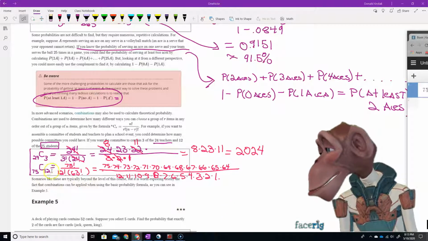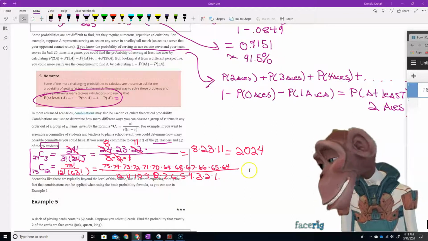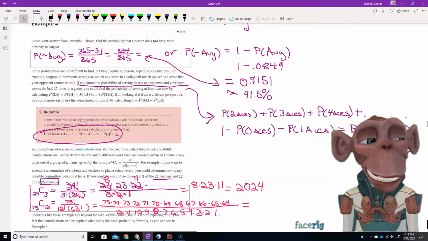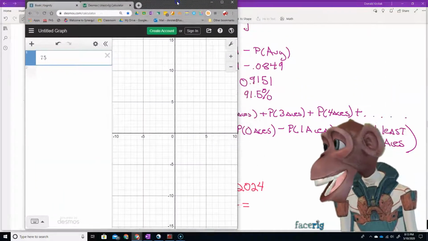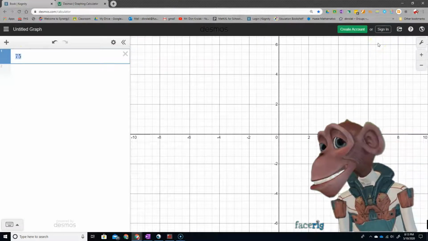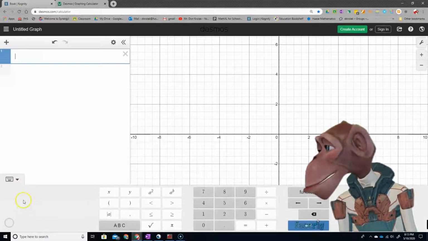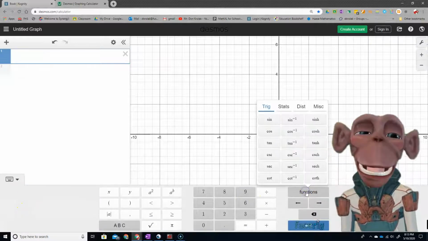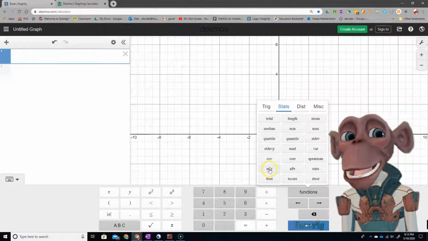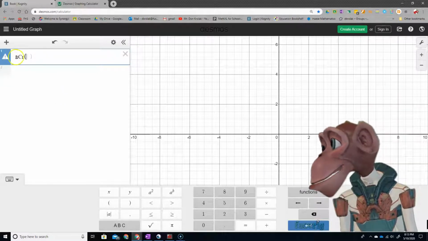Okay, so for the 12 out of 75, we're not going to work this out by hand, because that would be ridiculous. So you can do these on Desmos. If I wanted to do 75 choose 12, the way you type it in is to go down to your calculator, hit functions, and under stats, you'll see nCr. That's how we type in what we want.